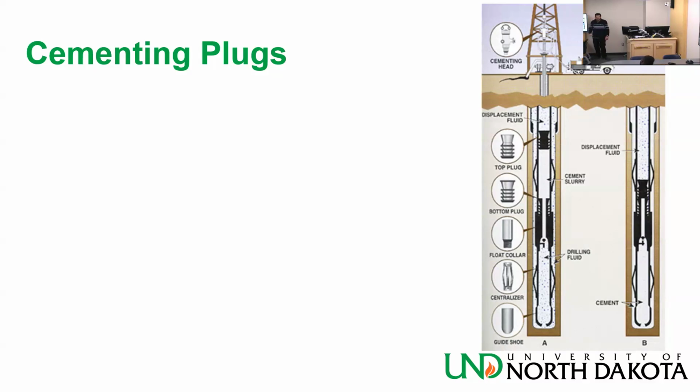Then we have centralizers that I mentioned earlier. And centralizers, there are several kinds of centralizers. This is a bowspring centralizer, and you can put as many as you want at different places in the casing. This is to keep the casing in the middle. A float collar, which basically allows flow only in one direction. It's like a flapper valve. It has a flapper valve and basically only allows cement to flow in one direction, forwards and not backwards.